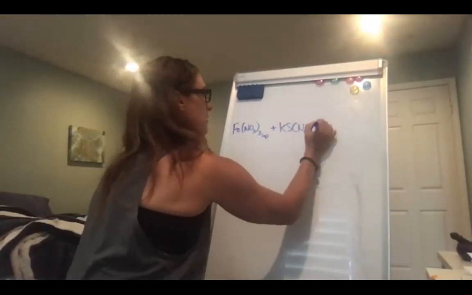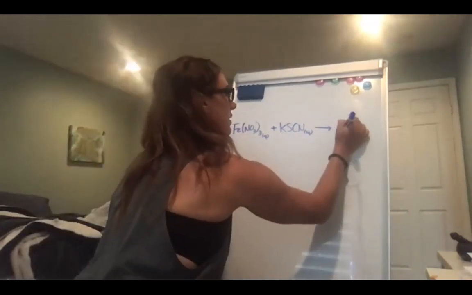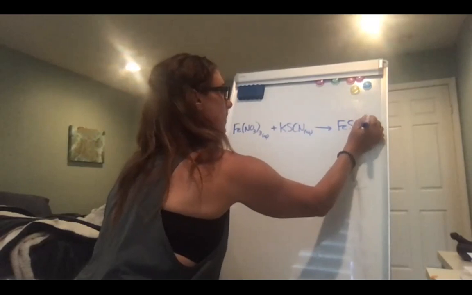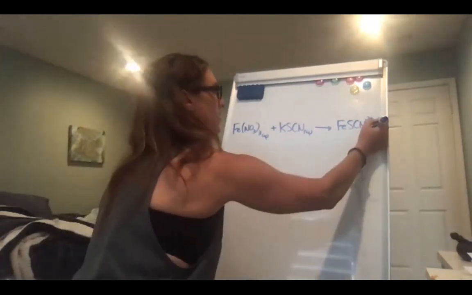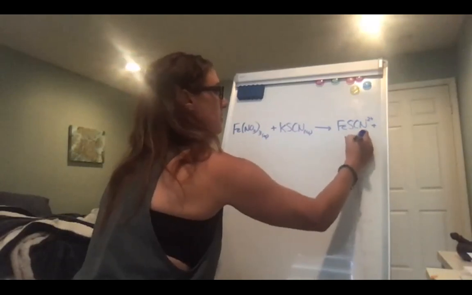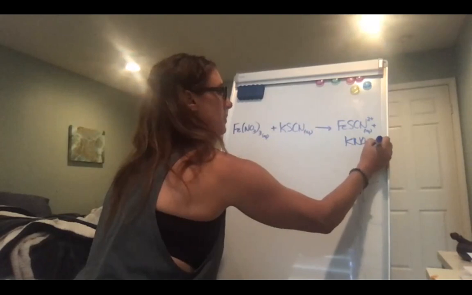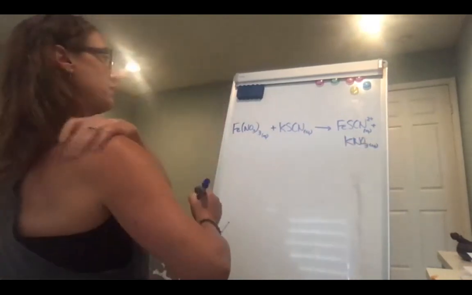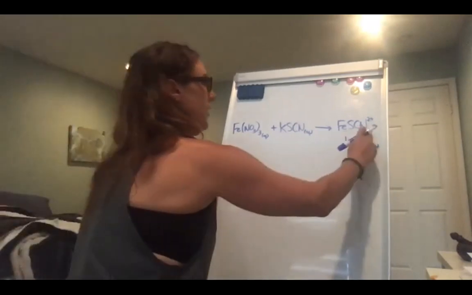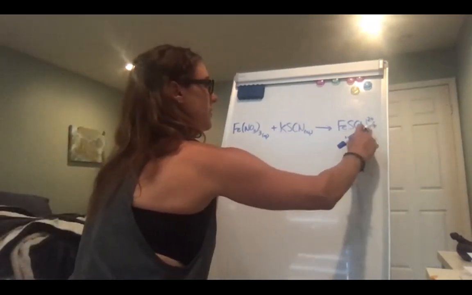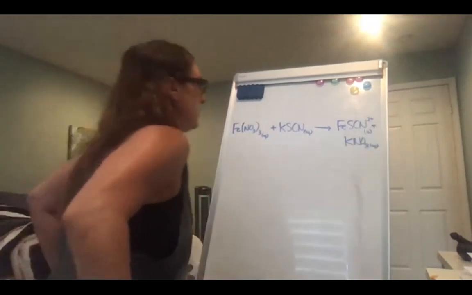And it's aqueous. And we end up with iron thiocyanate that has a +2 charge and potassium nitrate, and these are aqueous. Actually, the iron thiocyanate, I wonder if I should make this a solid. It turns into kind of a reddish solid color.